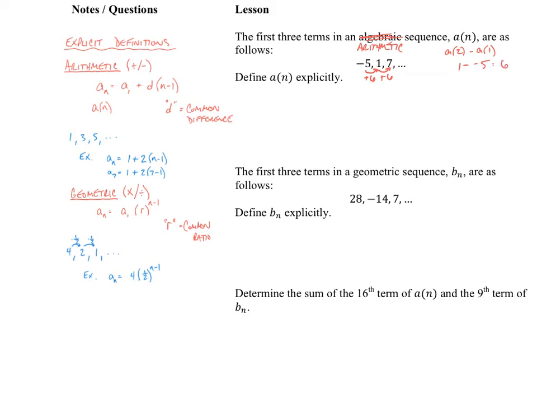So there you go. And that should also work for every other term, right? So if I do the third term minus the second term, I should also get 6. If I don't, then I don't have a common difference. But I do. So this checks out.